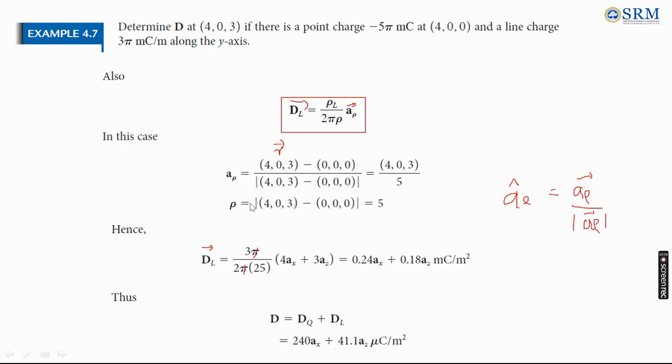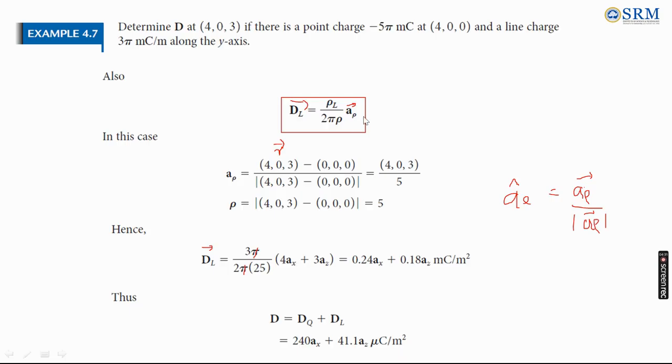Now if I want to find only the rho value, I should take the magnitude, the distance or the radius, which will also be equal to 5, right? Rho is the radius of the cylinder. It is not a Gaussian surface. It is not mentioned, so we are finding it from the points given. So I am substituting all the values. For rho L, it is given as 3 pi millicoulomb, so 3 pi into 10 power minus 3 will come there, divided by 2 pi rho, which is here 5. Why 25 comes, I will let you know.